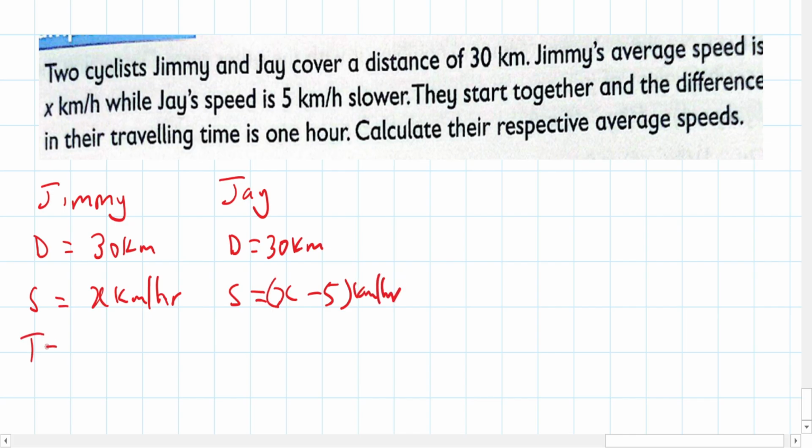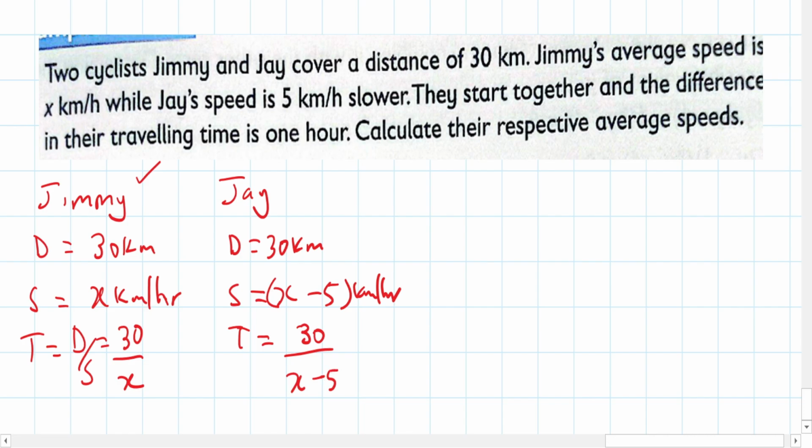But we don't know the time that Jimmy takes, and we don't know the time that Jay takes. But they say that they start together and the difference in their traveling time is 1 hour. Let's find the time for Jimmy, and time is given by distance over speed, so it's going to give you 30 over x. And time here is given by distance over speed, the same case, so it's going to be 30 over x minus 5.